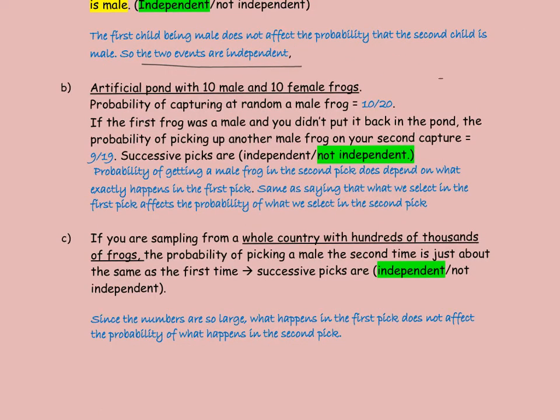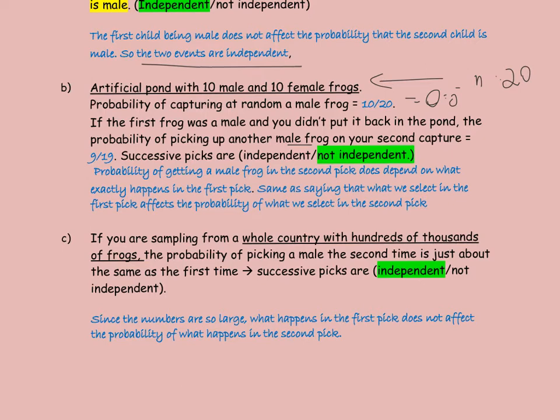Now let's look at this example where there's an artificial pond with 10 male frogs and 10 female frogs. So there's a total of 20 frogs, 10 male and 10 female. What is the probability of capturing a male frog? If it's completely random, then it would just be 10 male out of 20 total, so that's 10 out of 20, that's 0.5 or 50%. So if the first frog is male and then you go back and pick another frog, what is the probability that in your second capture you get a male frog again?